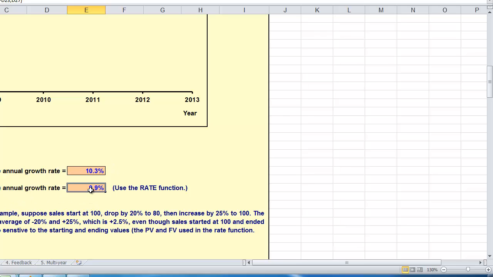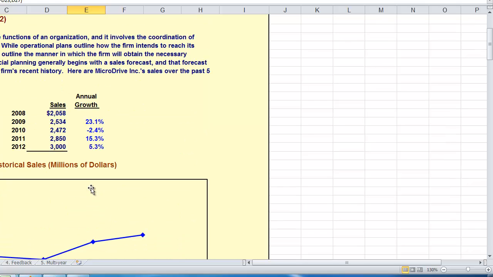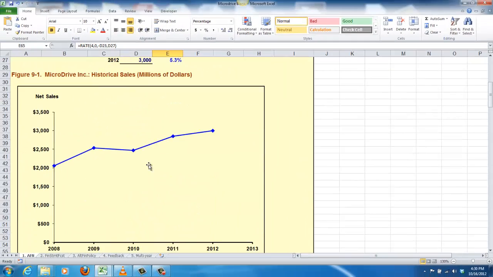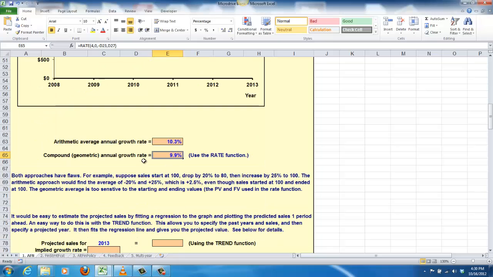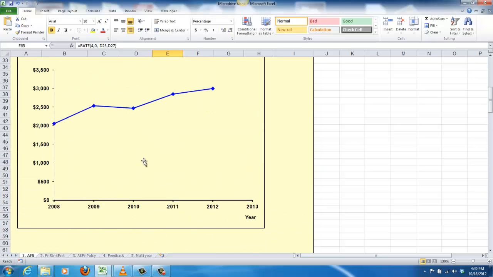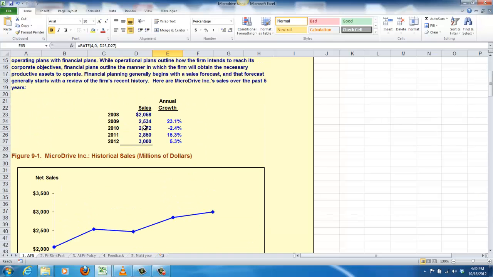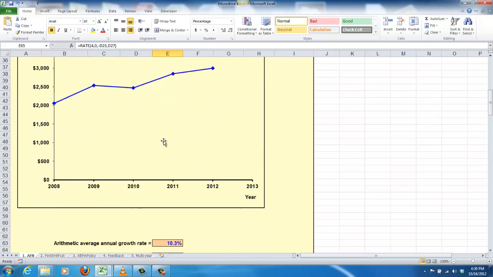The problem with using this growth rate is that it's highly sensitive to the beginning and the ending numbers, and really doesn't account for what happens in the middle. The arithmetic growth rate does have its own problems, and we'll talk about one of the important ones later on, but it is sensitive to outliers. So it is sensitive to this 15.3%, this 23%. If you look at all these numbers, none of them are really that close to the 9 or the 10% that we've calculated so far.